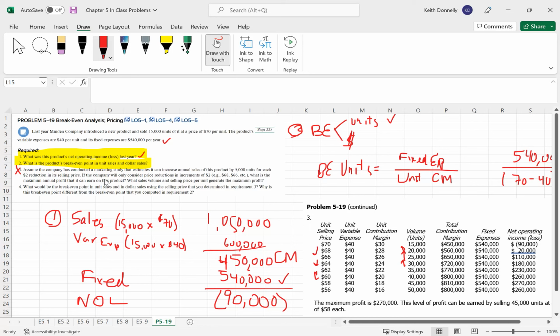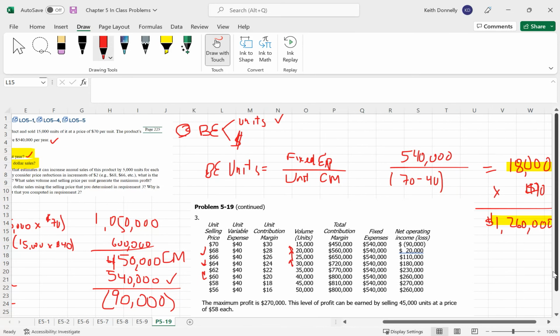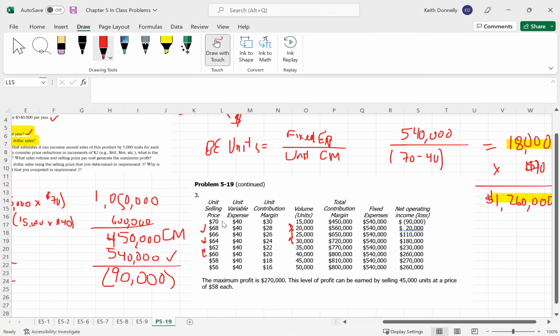Okay, and then it says, if the company will only consider the price reduction in increments of 2, what's the maximum annual profit that it can earn on this product? What sales volume and selling price unit generate this maximum profit? So in other words, you do a what-if scenario for each incremental interval here. You compare the number of units you sell with your total net operating income. And the basic idea here is you're finding that point of equilibrium, the best overall point where you will have the most net operating income in light of what you're selling the product for.